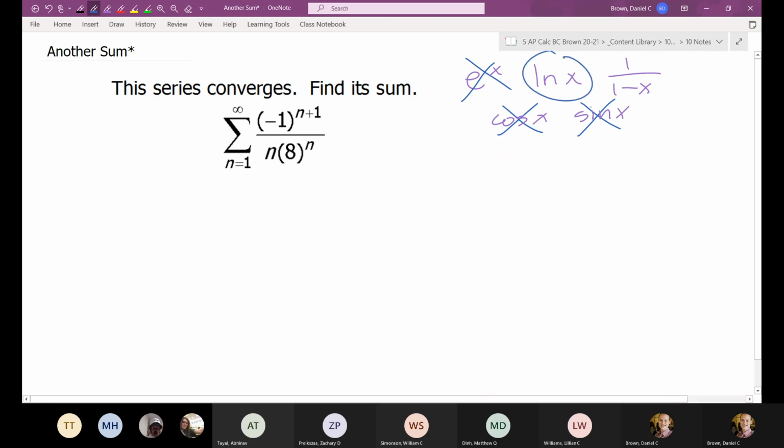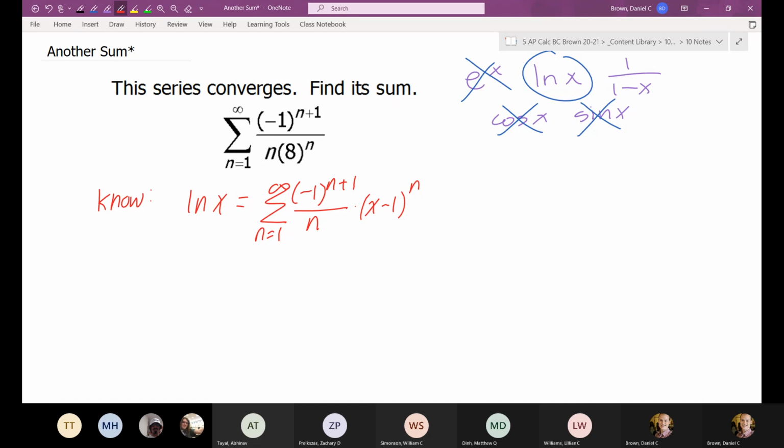So when I think about the natural log of x, this is what we know. This is what is memorized. I know that the natural log of x is equal to, and this is the one series that starts at 1, which could also have been a clue that this is the one you're using, the sum of negative 1 to the n plus 1 over n times x minus 1 to the n. And we need to figure out how these match up. So I'm looking at things that are related.